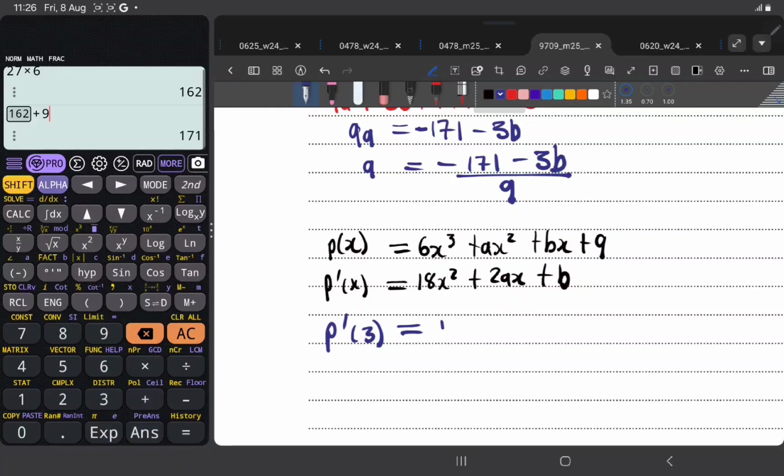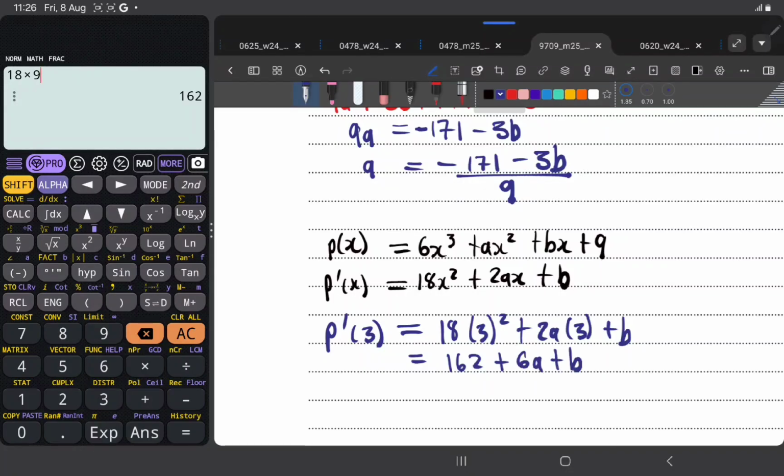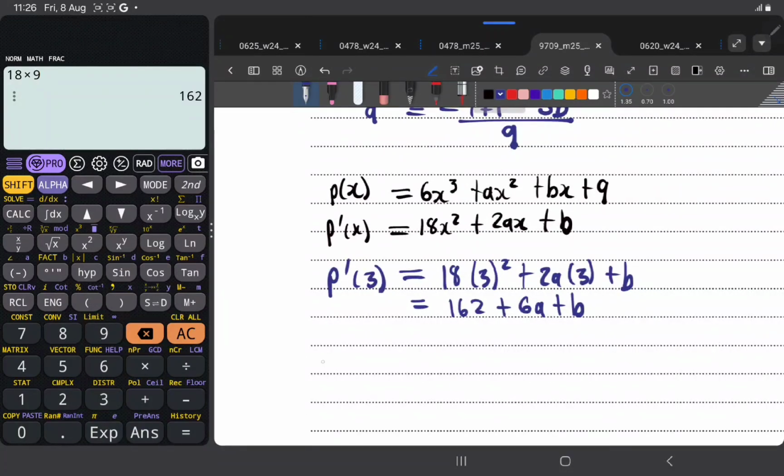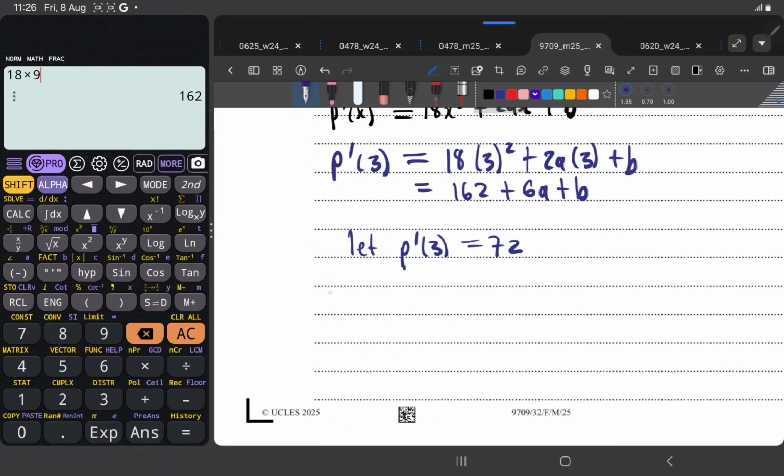So this is going to be 18 times 3 squared plus 2a by 3 plus b, which is now 18 times 9. That's 162 plus 6a plus b. This is our p dash of 3. And you can say, let p dash of 3 be equal to 72. That's the remainder. So now 162 plus 6a plus b is equal to 72.